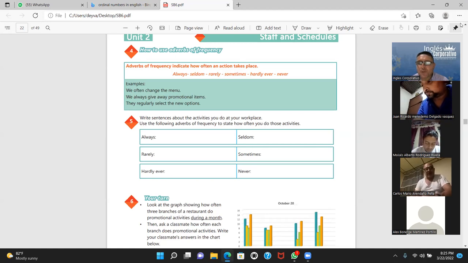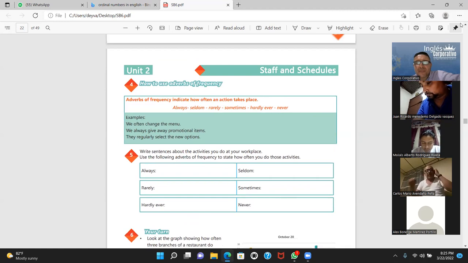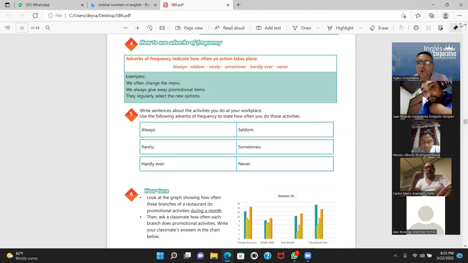Okay, we're doing exercise 5. Can you see my book? Yes. Okay, we're doing exercise 5. You have to create one sentence with each adverb of frequency. Activities that you do in your work. Okay. Go ahead. When you finish, you put them in the chat.